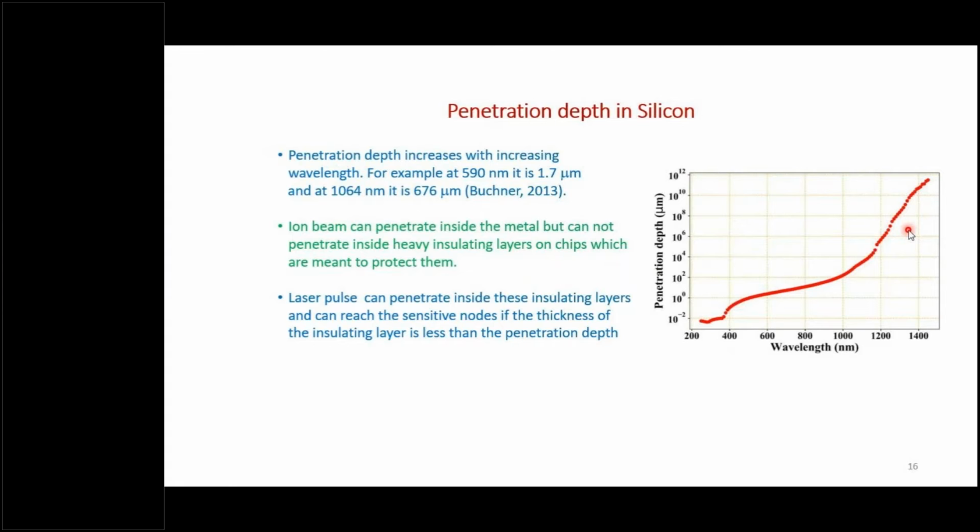So your resolution would decrease. If you want to do a high resolution mapping, it's always better to use a short wavelength like 590, but it doesn't go deep enough. So if the circuit is accessible from the top, the sensitive part is on the top, and you want to do mapping, it's better to use the short wavelength laser. But if it is not accessible from the top and you want to go from the back side, then you need to have enough penetration depth and you need to have a longer wavelength, but that reduces your resolution.